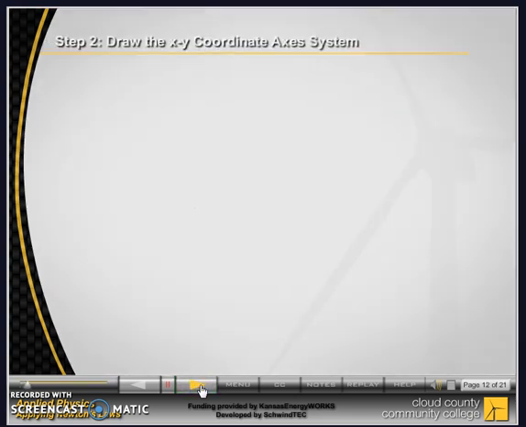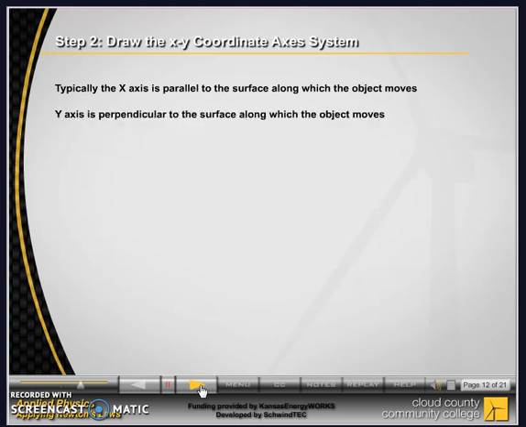Step 2. Draw the xy coordinate axis system. Typically, the x-axis is parallel to the surface along which the object moves. The y-axis is perpendicular to the surface along which the object moves. Review this image.